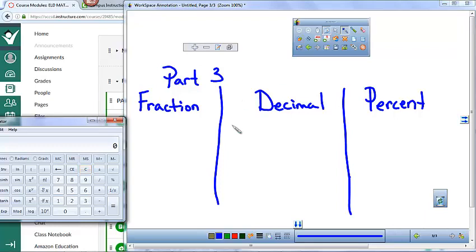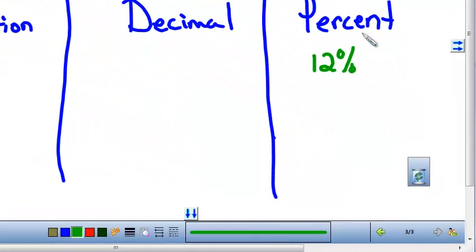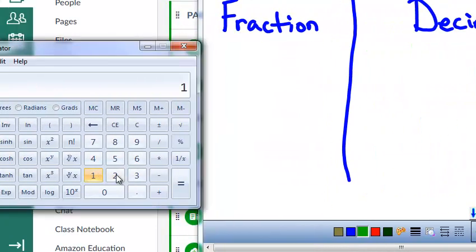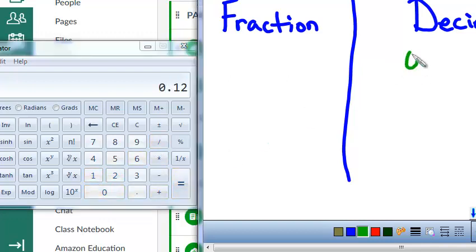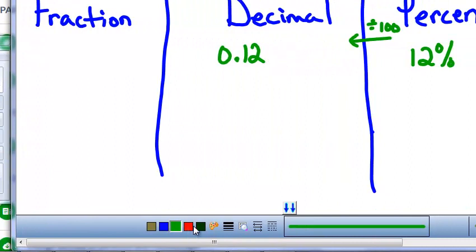So let's start with 12%. So if you have a percent to get the decimal, you can either go back 2 places or you can divide by 100. So to start with, you might want to just start with dividing. So 12 divided by 100 is 0.12, just until we see the pattern.